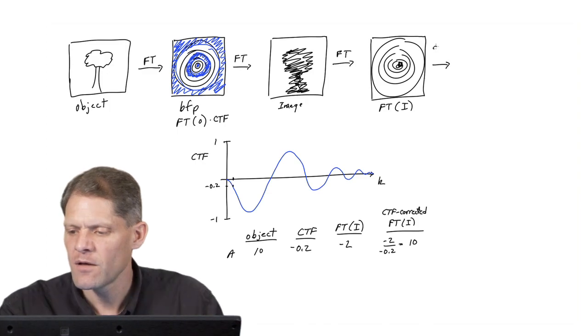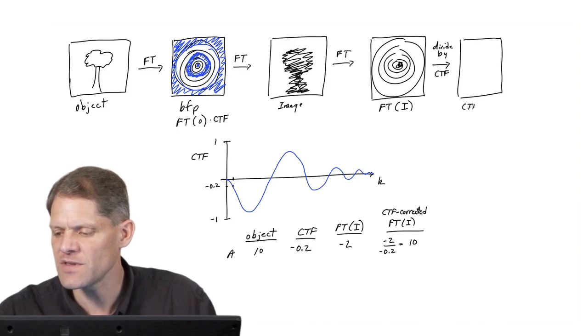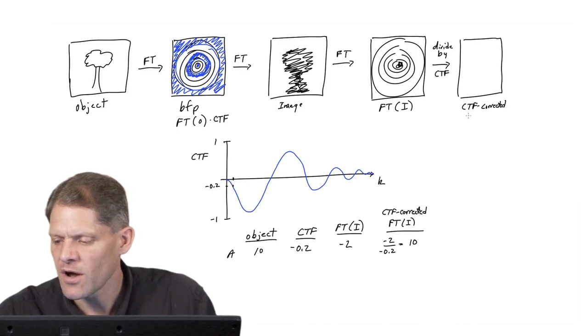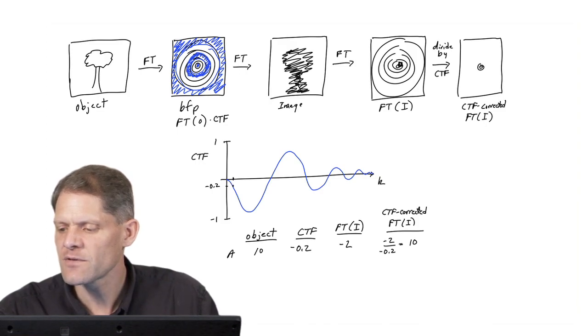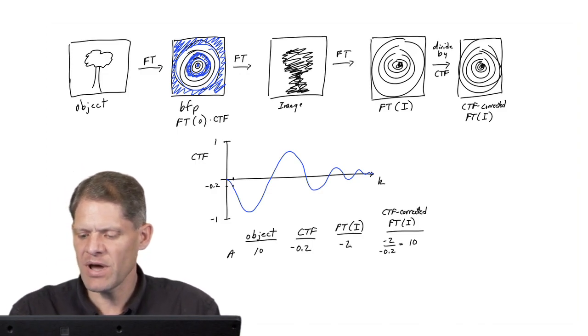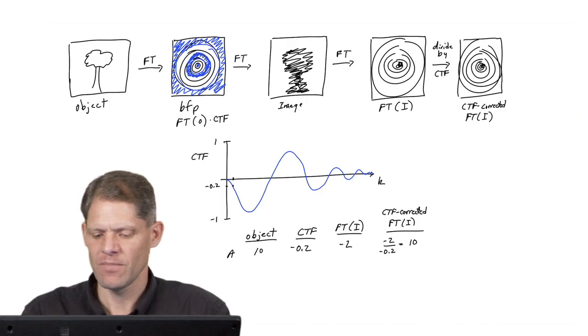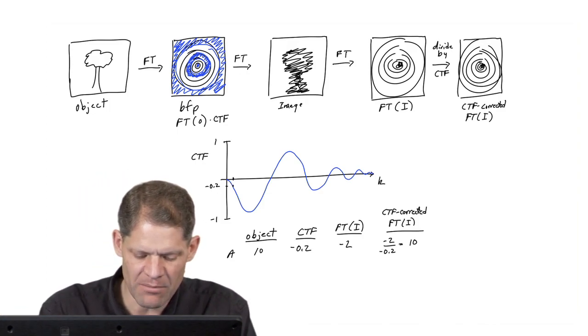So now we divide by the CTF to produce another version of this transform, and we'll call this the CTF corrected version of the Fourier transform of the image. And in this case, the value of this particular pixel, its amplitude, instead of the -2 that was present here, we'll replace it with a value of 10. Now let's look at another example pixel.